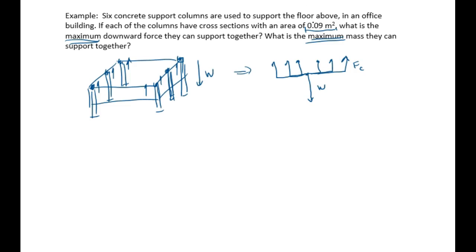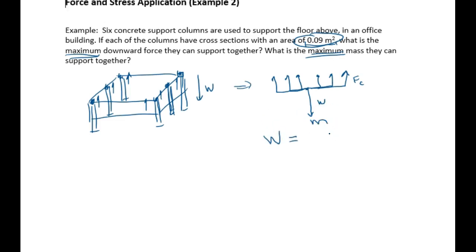So we know we have an area, but they're not giving us anything else in terms of values. So the question is, how do we come up with that downward force? How do we come up with that mass that they can support together? Remember our weight formula is mass times gravity. But unfortunately we don't have a mass to plug into this formula. We do know what our gravity is, so if we knew the mass, we could plug that in. So we have to take a different direction.